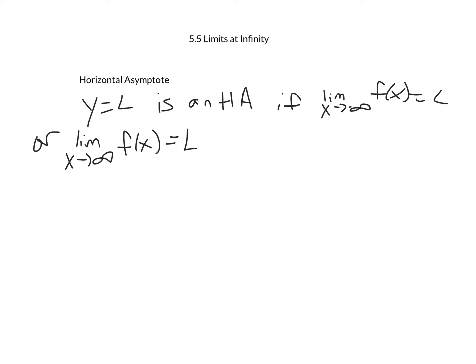Sometimes you could have more than one horizontal asymptote depending on the function. The vast majority, if not all, of the functions we've pretty much worked with together, usually just one, if one at all. But we will be showing you some that have multiple.